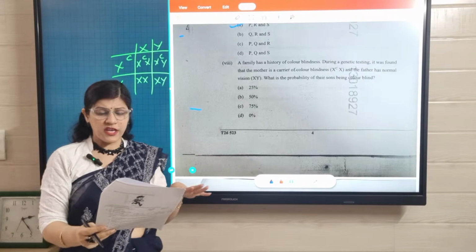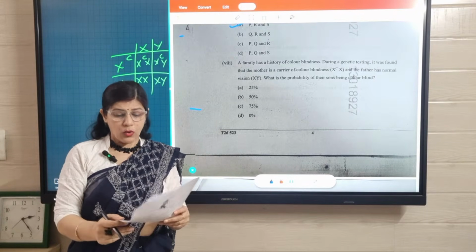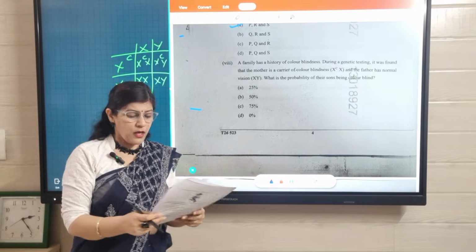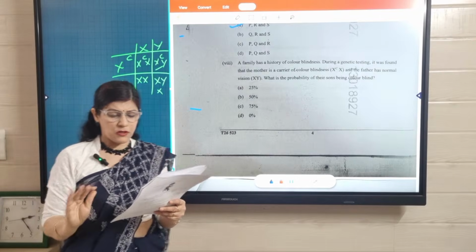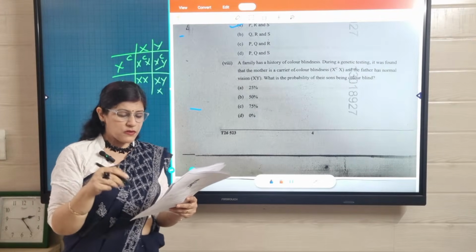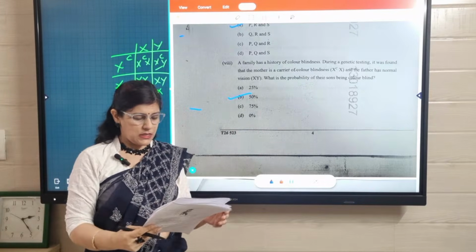If it were asked for total children, our answer would be different, but since it is asked for sons, in which will color blindness appear? One, you can see he is color blind, and the other is a normal son. There is no color blindness in this one. So out of sons, 50%. So our 50% option is B, which is correct in this case.